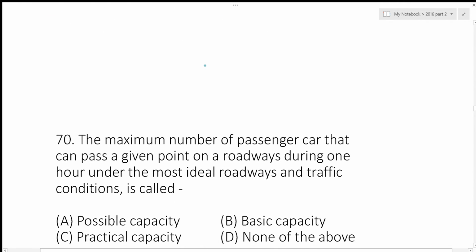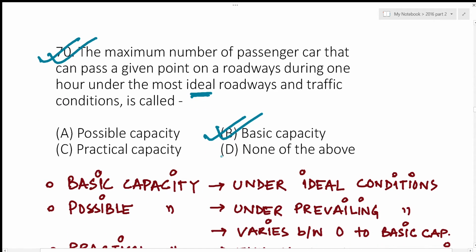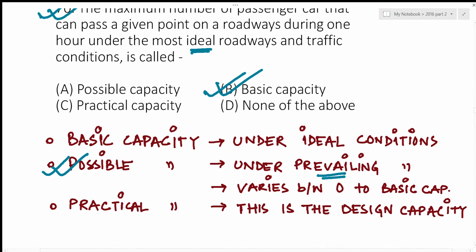Now, next question, the maximum number of passenger cars that can pass a given point on a roadway during 1 hour under the most ideal roadway and traffic condition is. Now, if this word is there, ideal, the answer would be basic capacity. If instead of ideal there is prevailing conditions written over here, the answer would be possible capacity, right? So this particular question, the answer would be B, basic capacity. And what is practical capacity? Practical capacity is the design capacity.